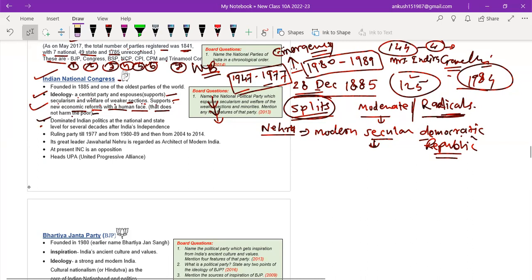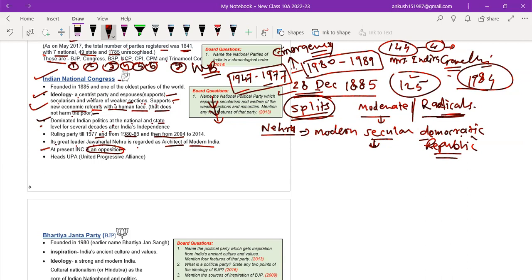It dominated Indian politics at the national and state level for several decades after India's independence, as it is written and as I have explained here. Its great leader, Mr. Jawaharlal Nehru, is regarded as the architect of modern India. At present, INC is an opposition party, sitting in opposition in the Lok Sabha.